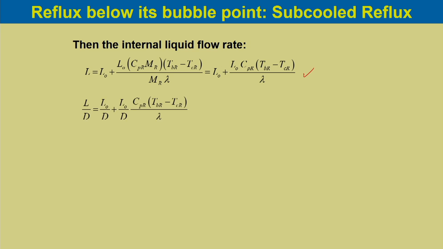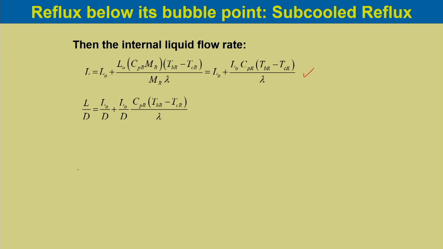And again if we further simplify and divide both the sides with D, it will be L by D would be equal to L naught by D plus L naught by D into CPR into TBR minus TCR by lambda.